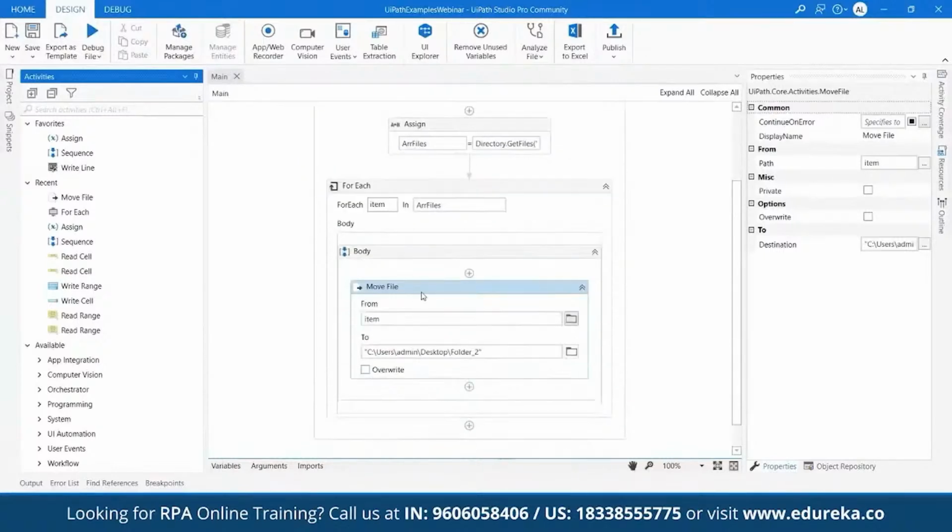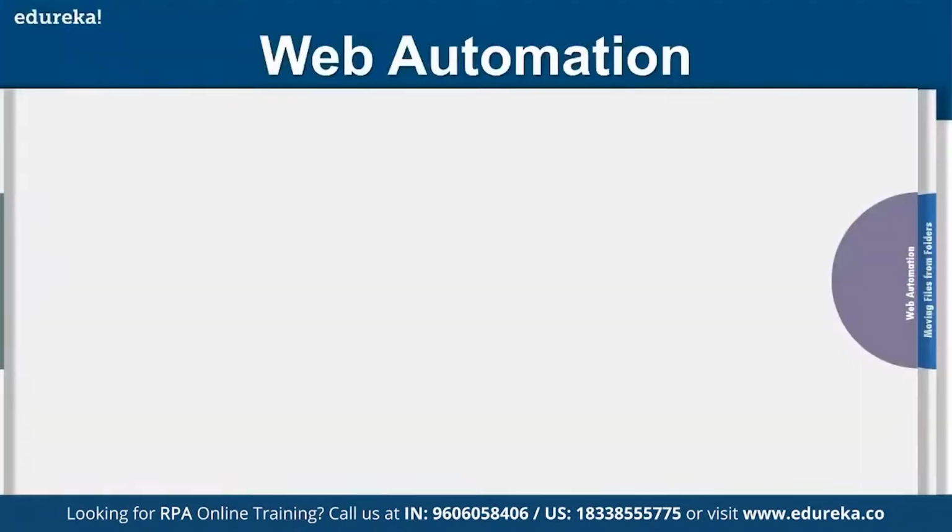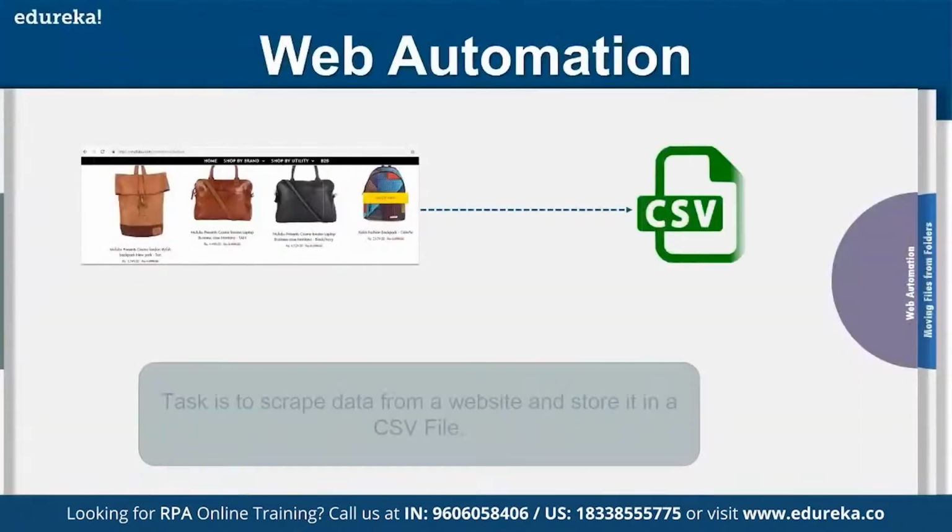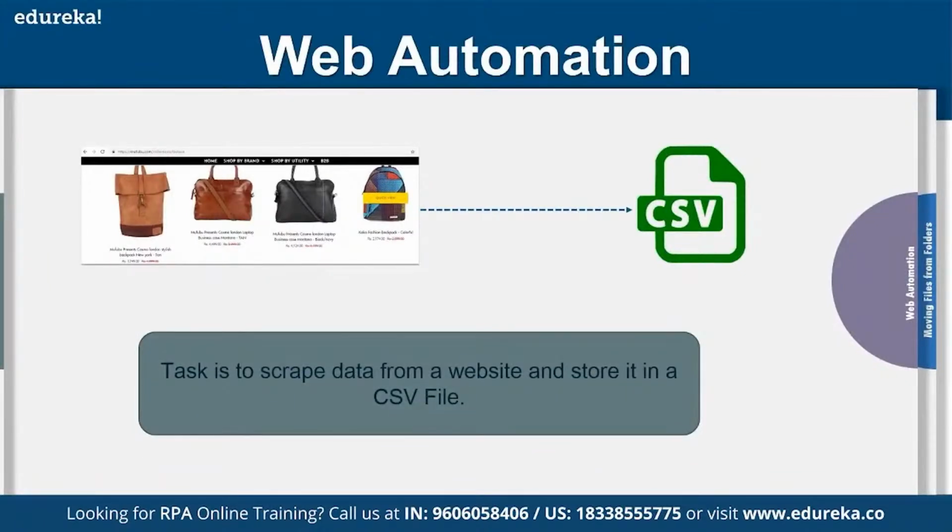So which is the main activity? Move file is one of the main activities which moves your file from one folder to another folder. Okay, so this is one of the examples. So we use a lot of these things in our real environment. Okay, moving the file. So next, one of the best things is doing the web automation.